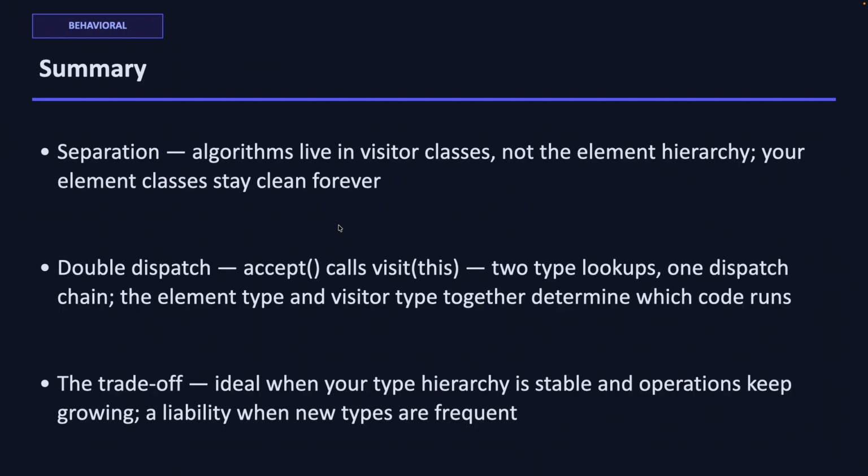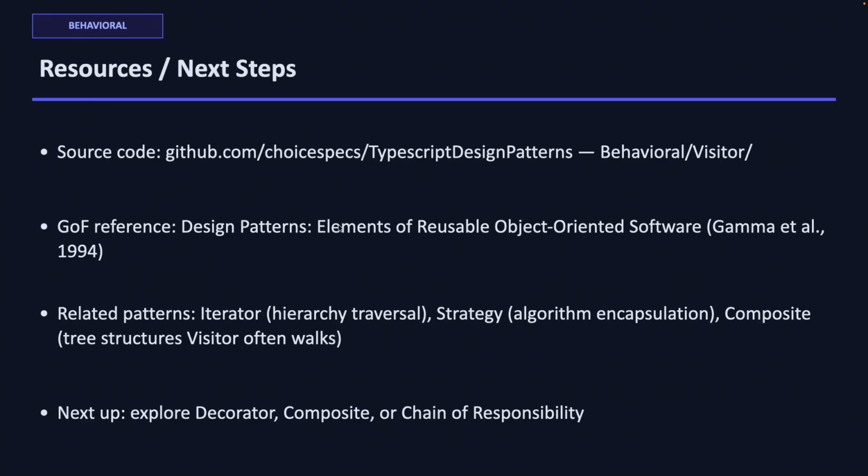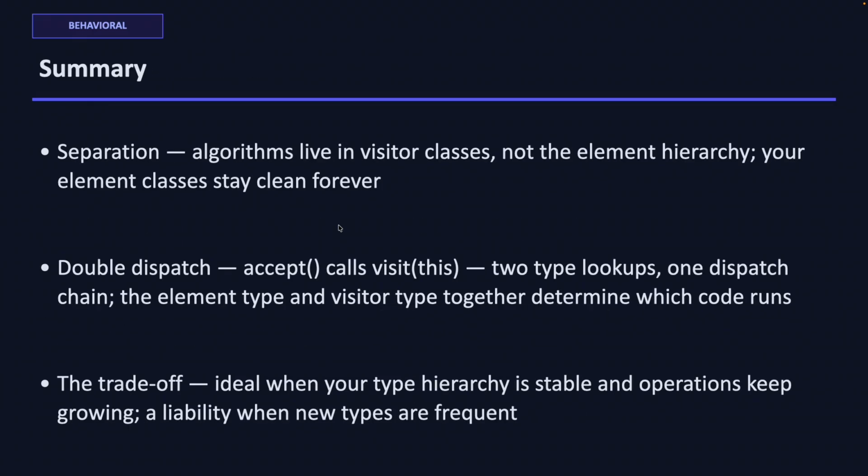In summary, there are 3 specific things to remember about the visitor. There's separation. The algorithms live in visitor classes. It's not in the element hierarchy. In the example, the engineer and manager will stay clean of the data objects. We have the double dispatch. The accept method calls the visit method on this. We have the 2 type lookups, one dispatch chain. The element type and the visitor type together determine which code will run.